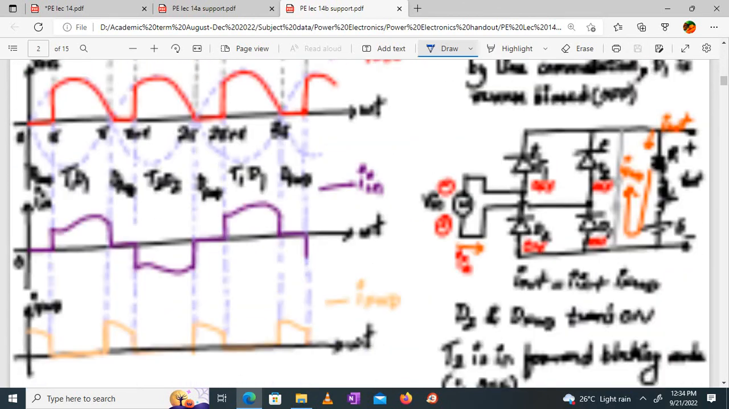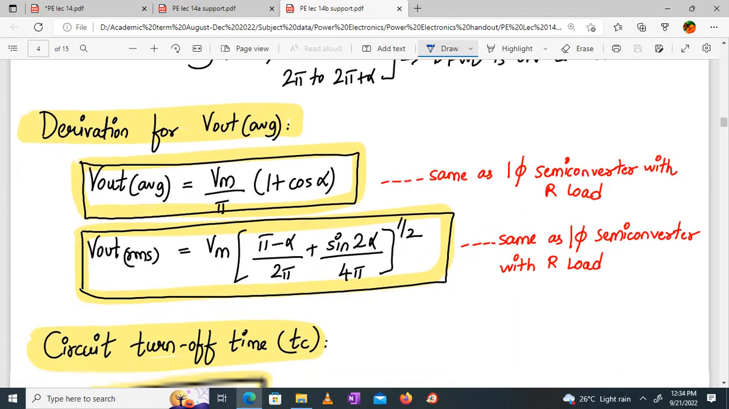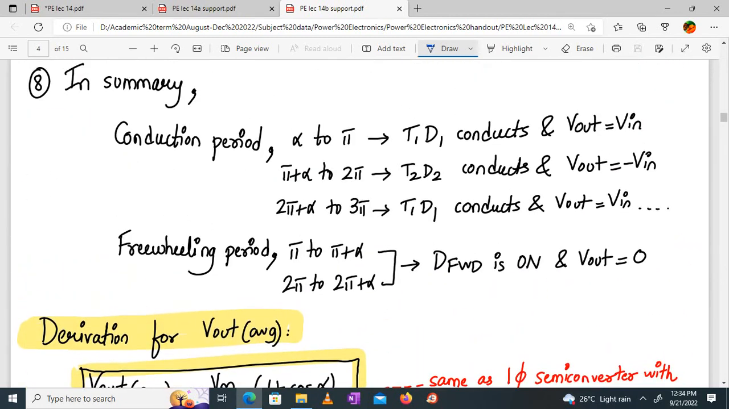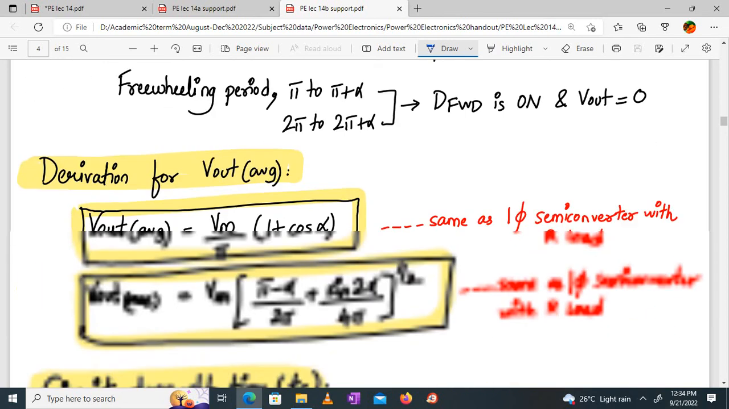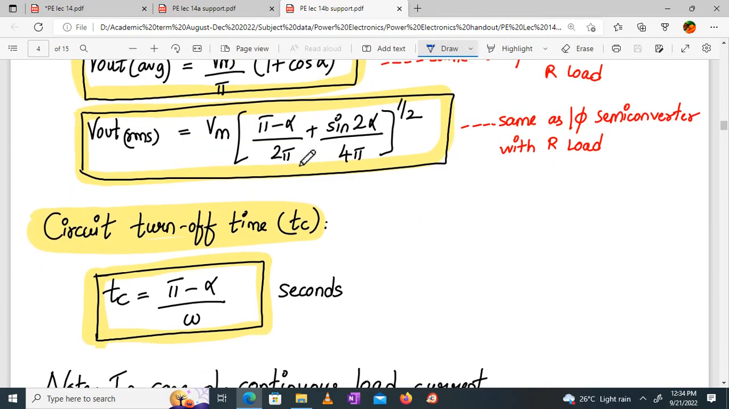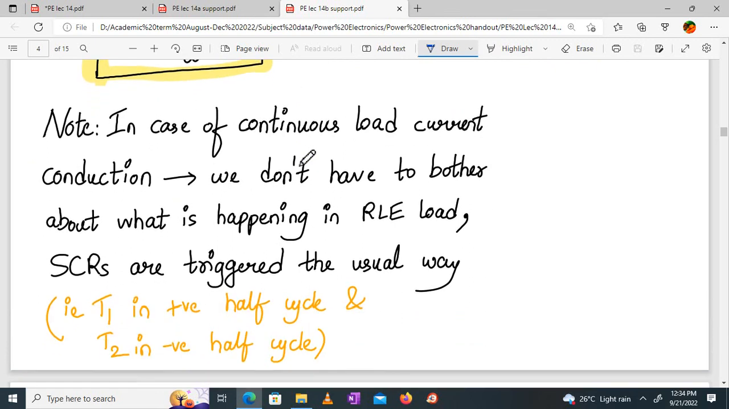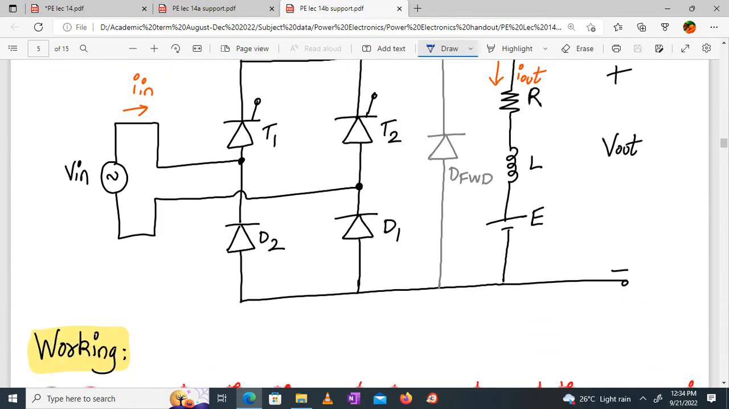I am giving you an assignment for the next lecture, due Friday. So this is now a summary of the conduction and the freewheeling period. See, I am not discussing much in detail because the entire operation is similar. You should only know that during the freewheeling period some current will flow, right? And the derivation is also the same. Write down the circuit turn-off time. It's also the same. Pi minus alpha upon omega. Why am I saying this? In the numericals it might come. Calculate the circuit turn-off time T C. This is also the same. This is what you have to do.